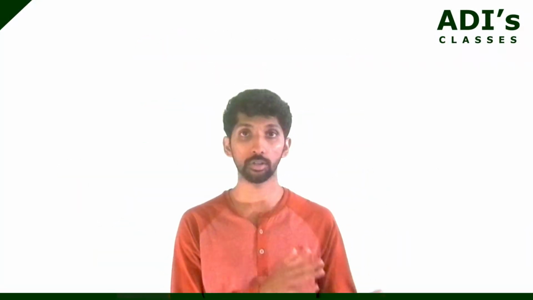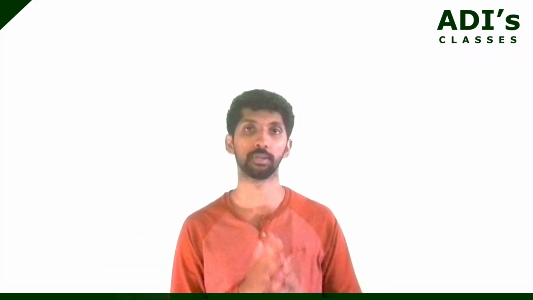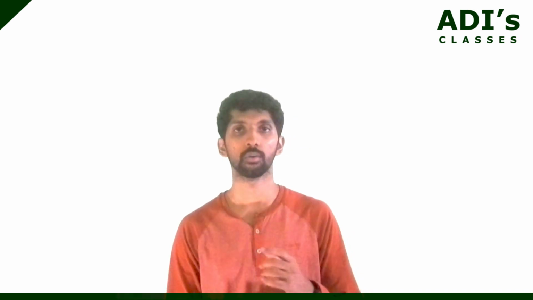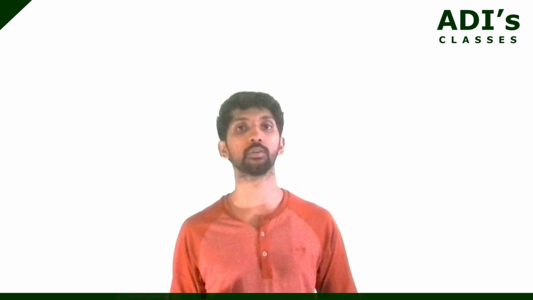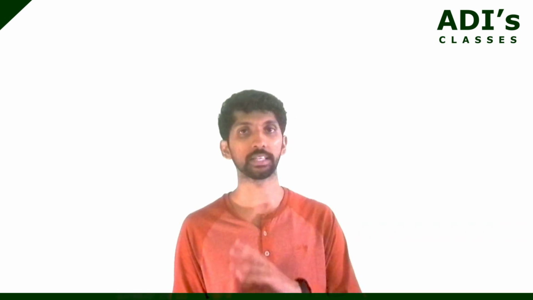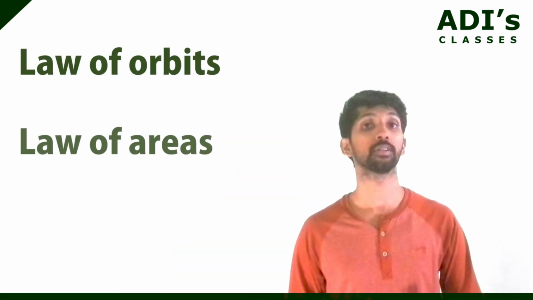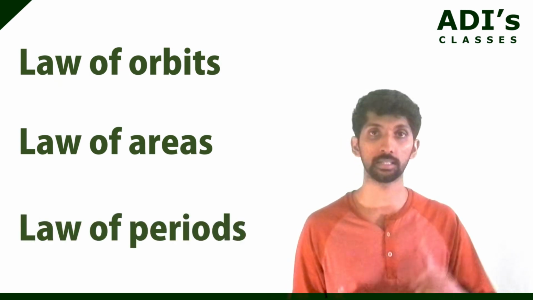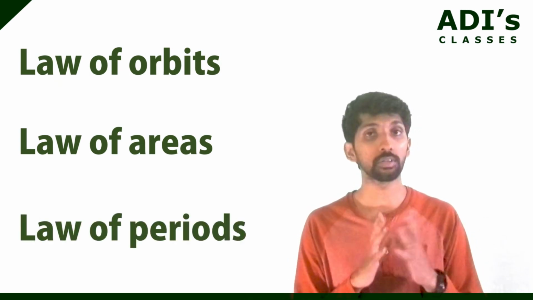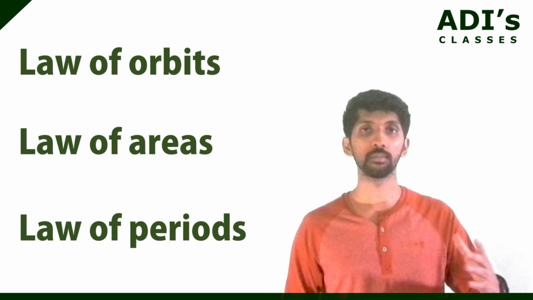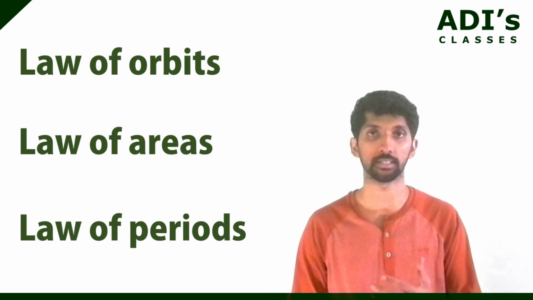Now we'll see what all Newton concluded from Kepler's law. Kepler's law tells us that whenever a planet is going around the sun, it sweeps equal area in equal time, correct? And another one was the law of periods, that is T square proportional to r cube. So what Newton did was, Newton most likely formulated all these things.